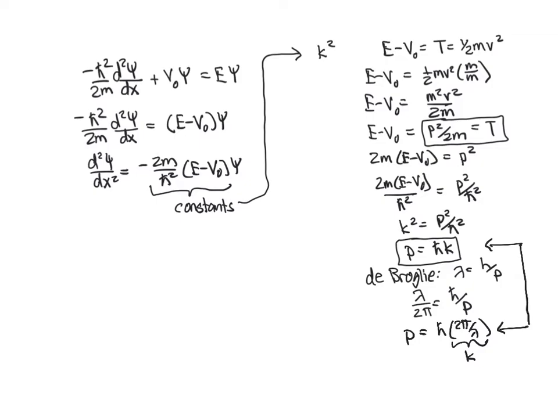So the other way to think about k is that it tells me about the de Broglie wavelength of the particle. And we often call k the wave vector.